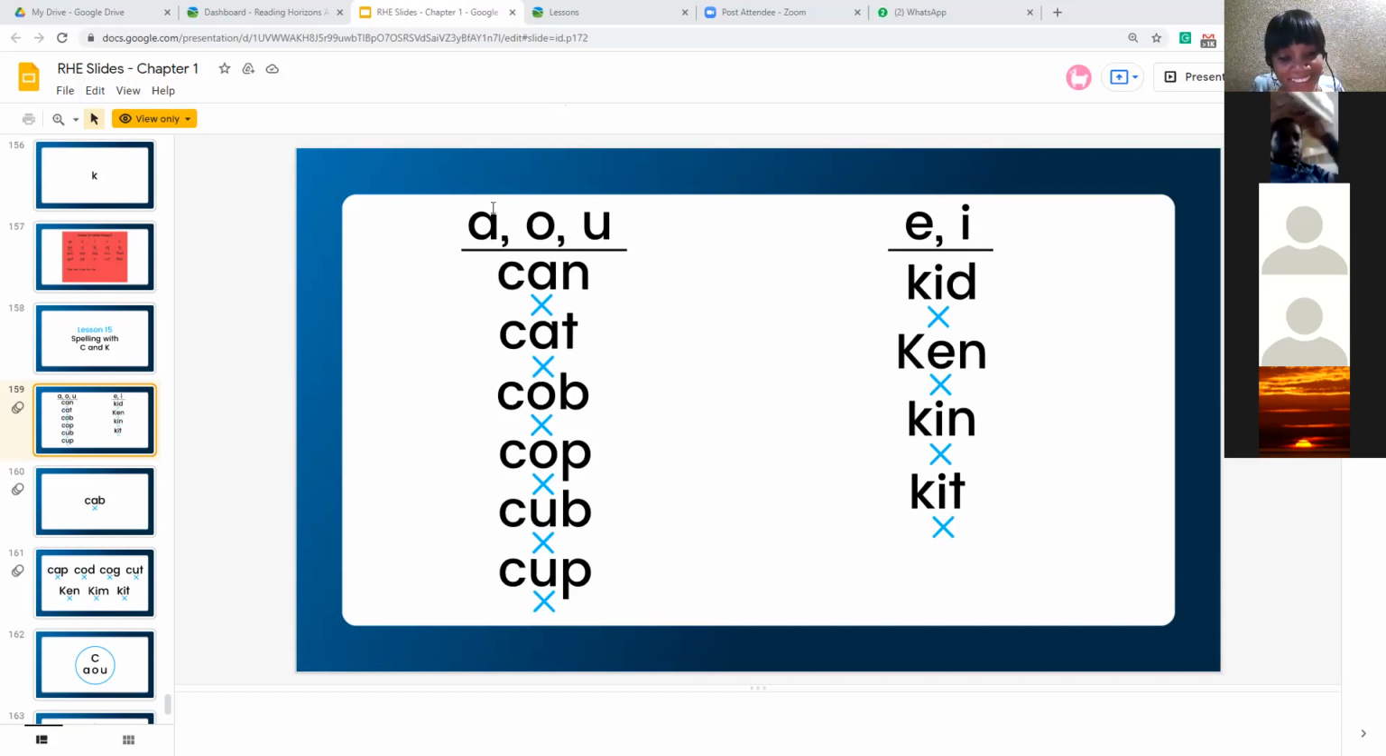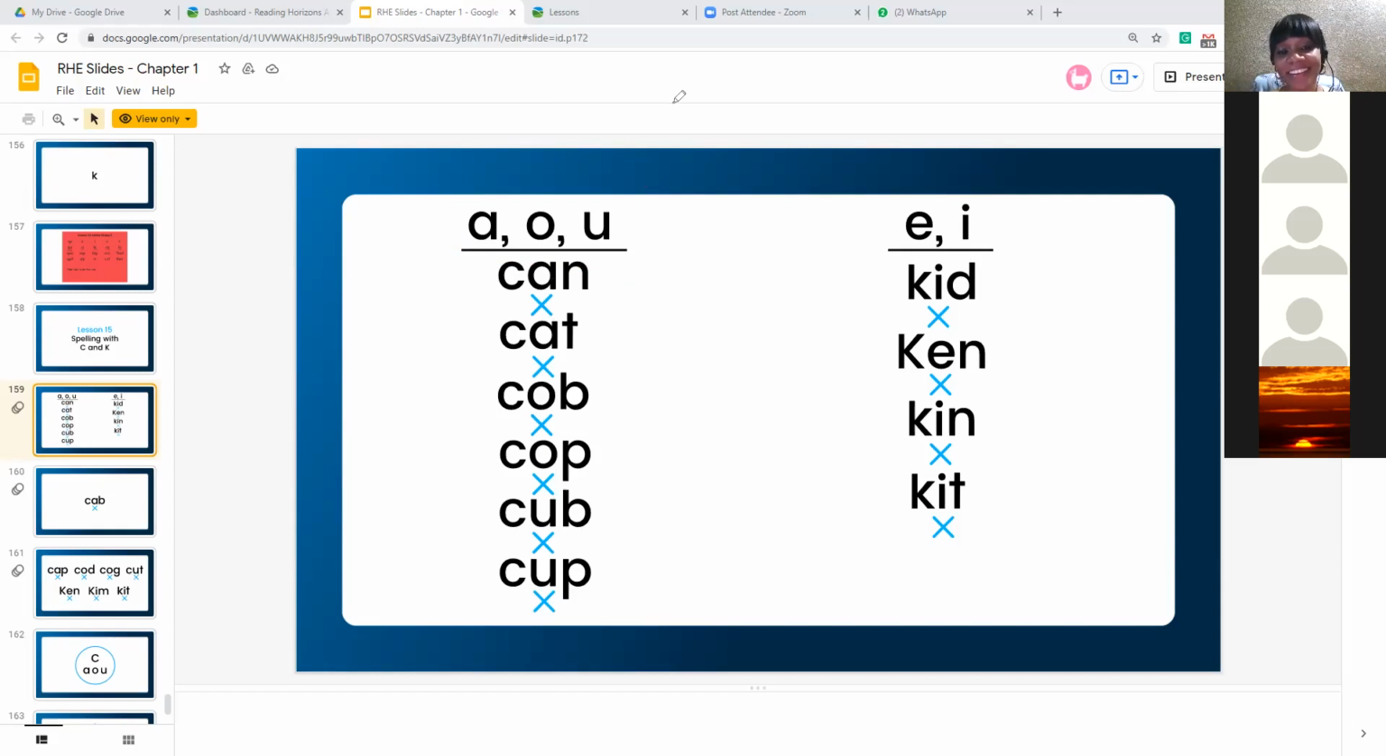Ready? I want everybody to say that rule. K takes I and E. K takes I and E. C takes the other three. C takes the other three. Good. And we're talking about the other three vowels. Okay? A, O, U. Right. So K takes I and E. C takes the other three.